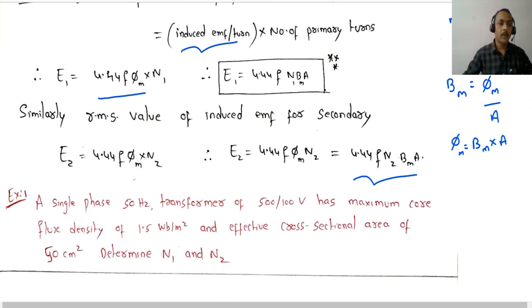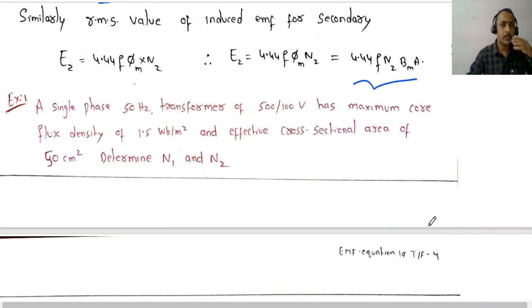Now let me see a small problem. A single phase 50 Hz transformer of 500 by 100 volt has a maximum core flux density of 1.5 Weber per meter square and an effective cross-sectional area of 50 centimeter square. Determine N1 and N2.